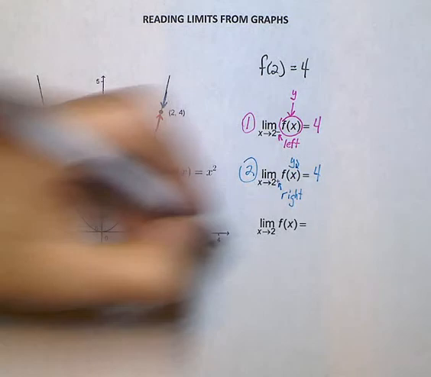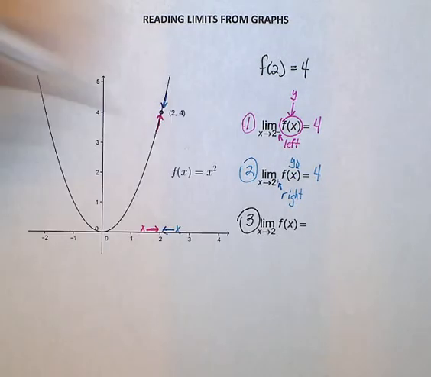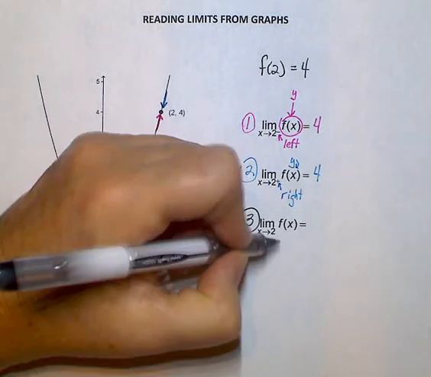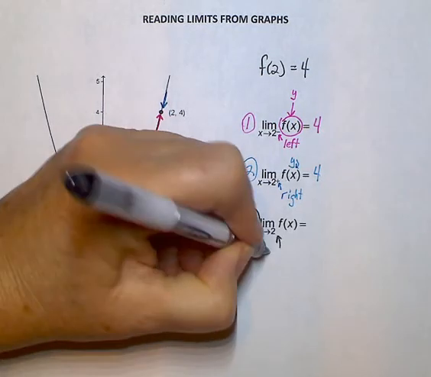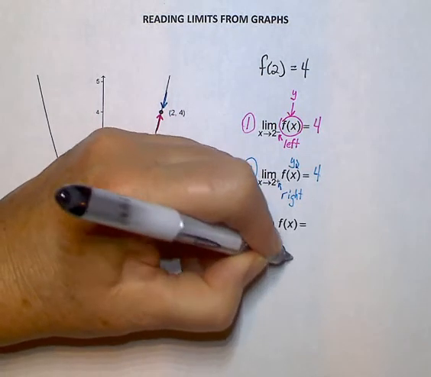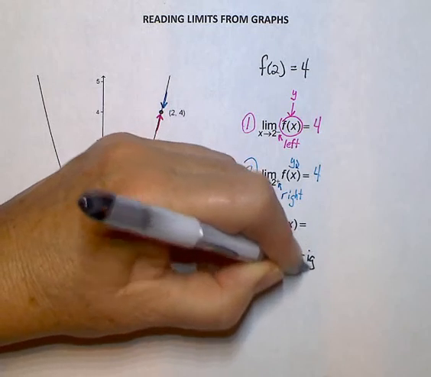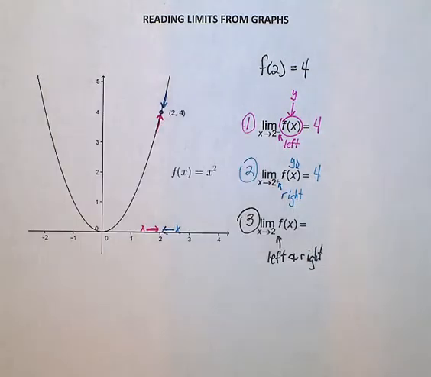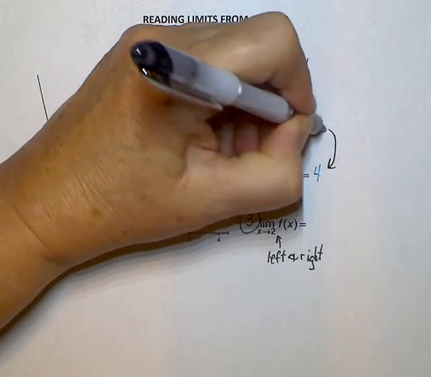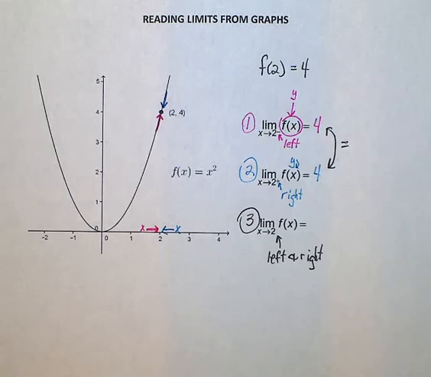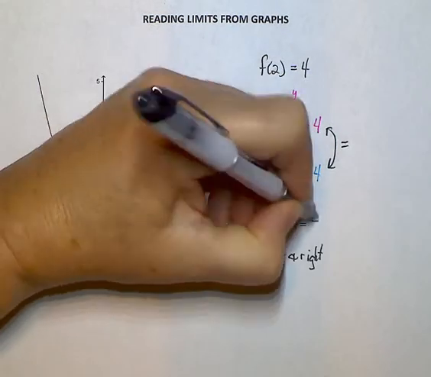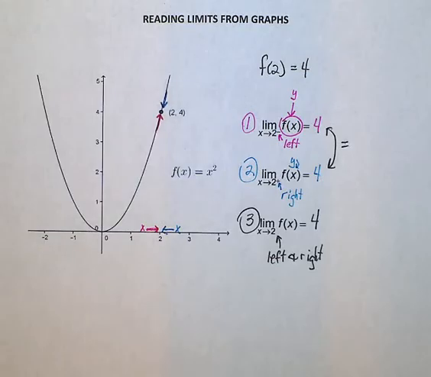Now, the last question we have for this graph is, what is the limit as x approaches 2 of f of x? This time it doesn't specify from the left or from the right, and so that means look at both, coming from the left and coming from the right, and we will report a finite answer only if the left-hand limit and the right-hand limit are the same thing, which they were in this case, and so the limit as x approaches 2 of f of x is 4.